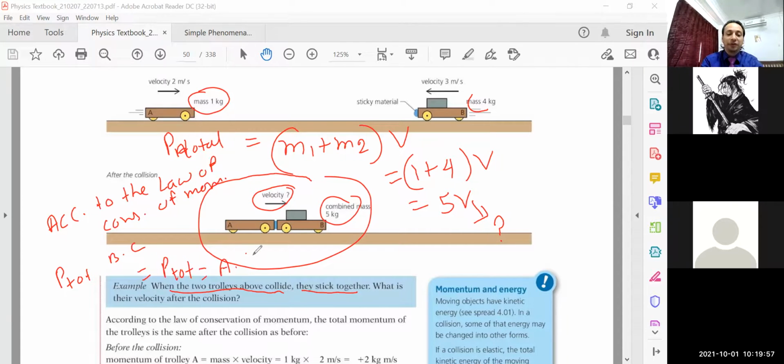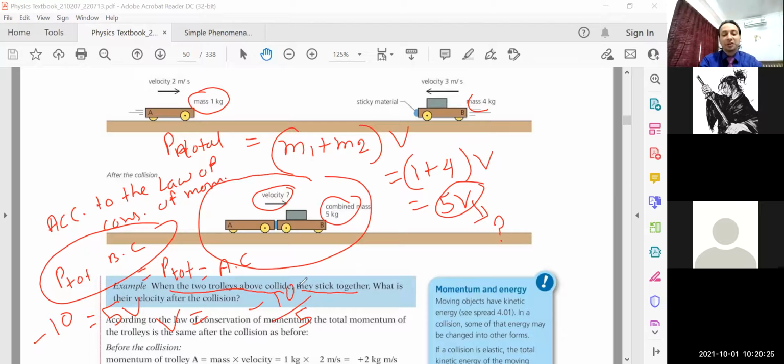Please look at this on the screen carefully, children. I've written it in short; I don't have the habit of writing full sentences. Total momentum before collision is equal to total momentum after collision. What is the total momentum before collision? We got the answer minus 10. After collision, we got 5v. Now v is equal to minus 10 divided by 5, which is minus 2. The magnitude of the velocity is 2, but the direction: after the collision, both these toy cars will move to the left side with a common velocity v of 2 meter per second. That is the way to do this question, children.